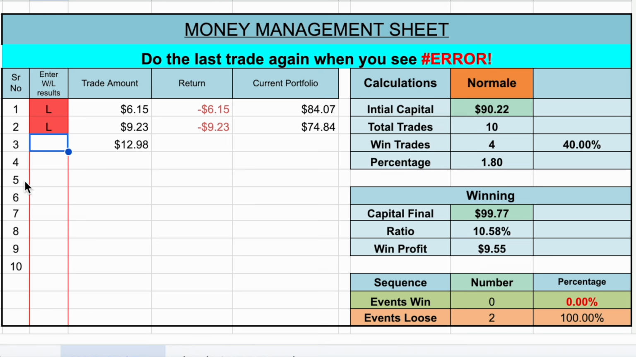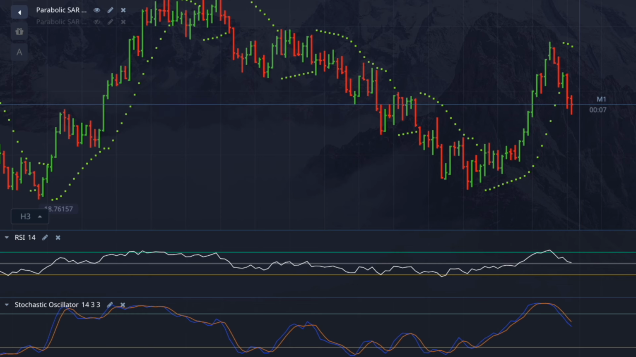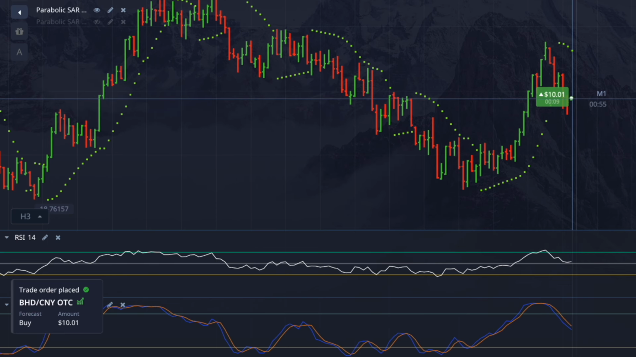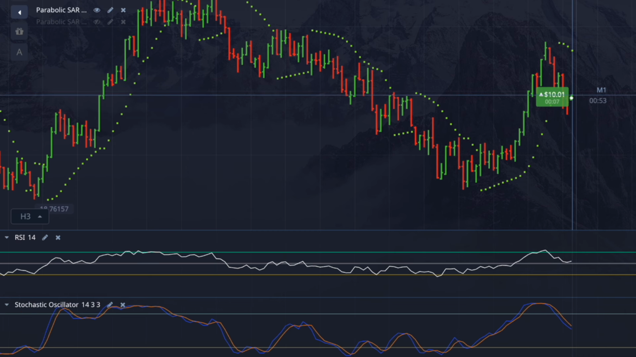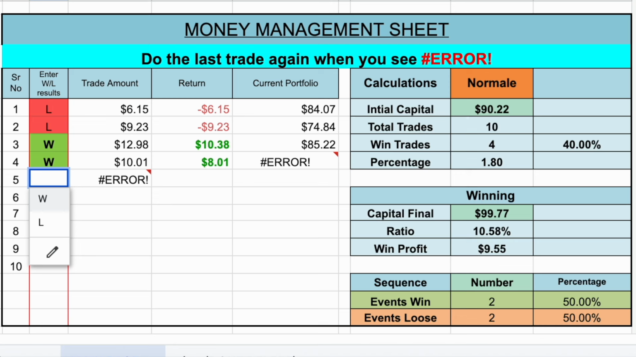So I come back to my management here and I put in a win in there. Click enter. Now I've got to do a trade of 10.01. Place my trade on here. That was another win. So now that's the end of my trading session.